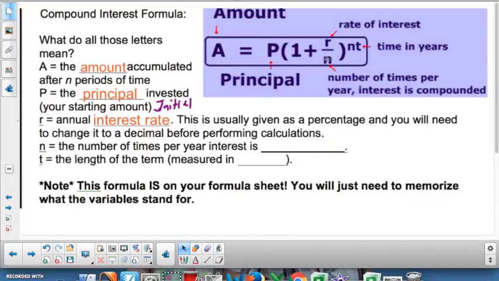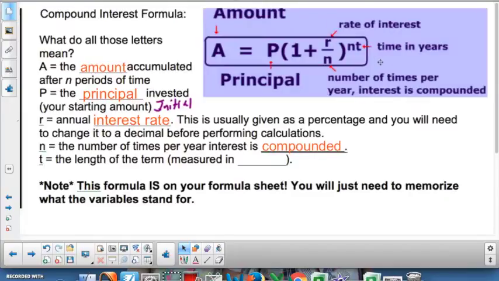N is our next variable. Notice that N shows up in two different places. So this value you're going to plug in twice, one at the bottom of this fraction here and one up in your exponent. N stands for the number of times per year the interest is compounded. So that's where that compound interest comes from.